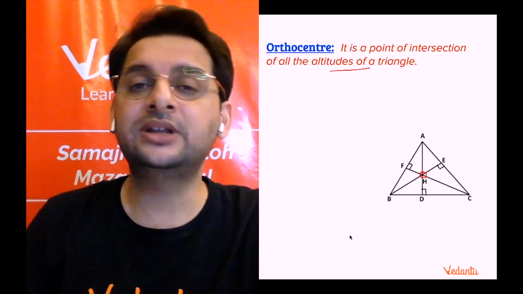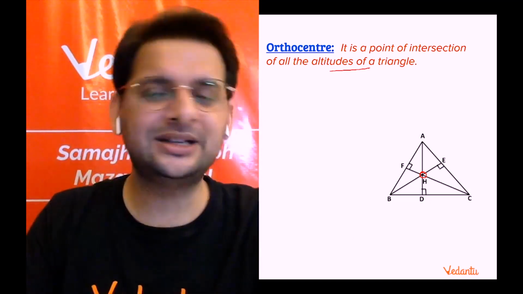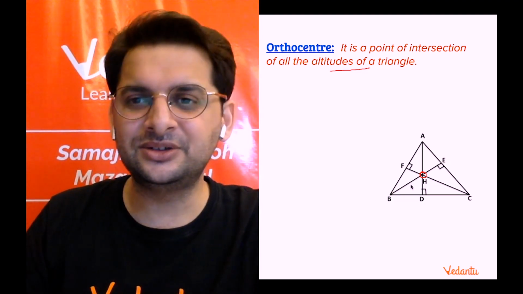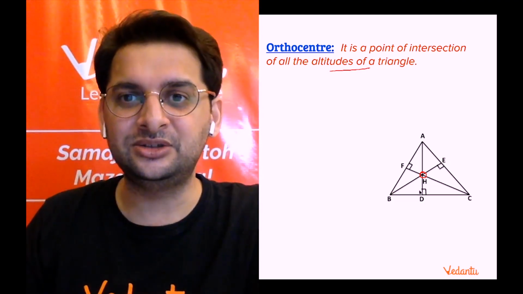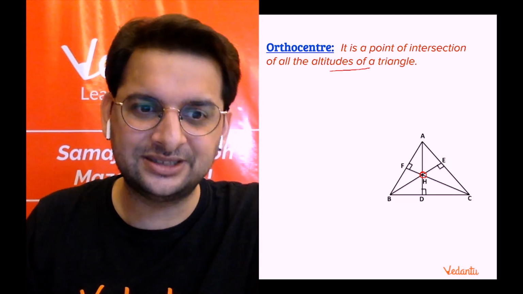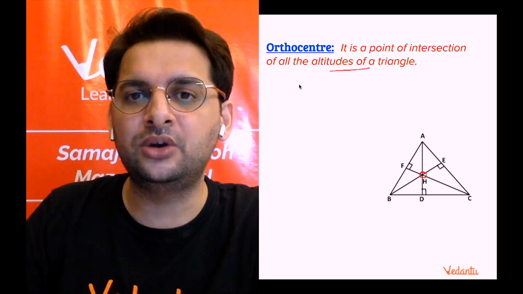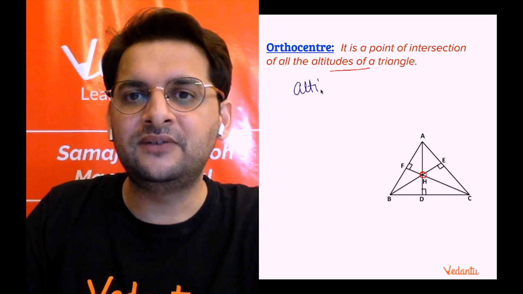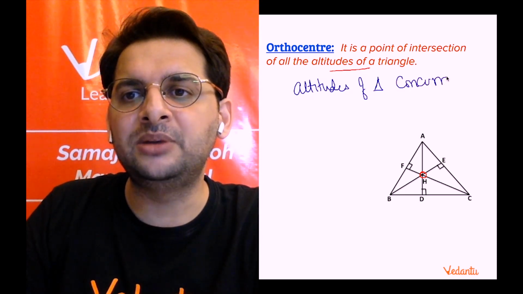ठीक है, ऐसा क्यों होता है? Again, this is something which we'll discuss in probably another lecture, right? So मान लो ऐसा होता है, right? And if you're a mathematics enthusiast, please try to prove this. Why are all the altitudes of a triangle concurrent? Concurrent means they meet at a common point.